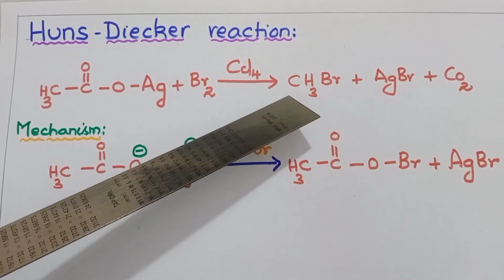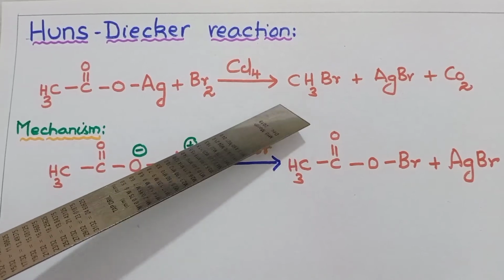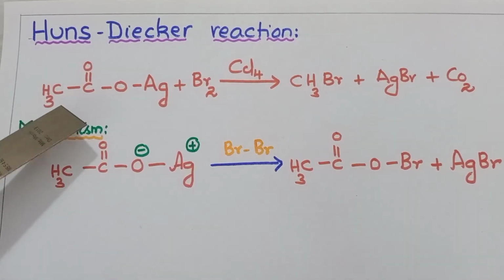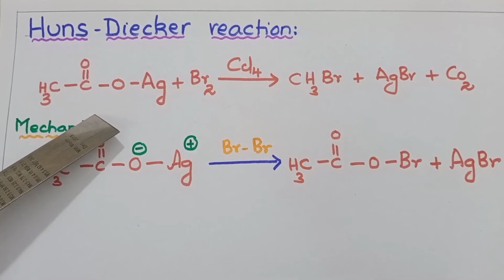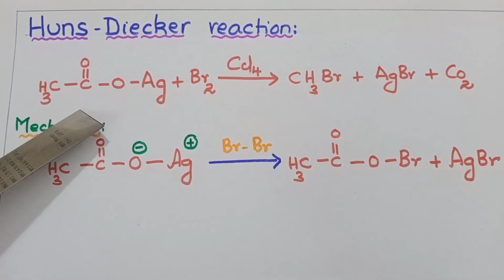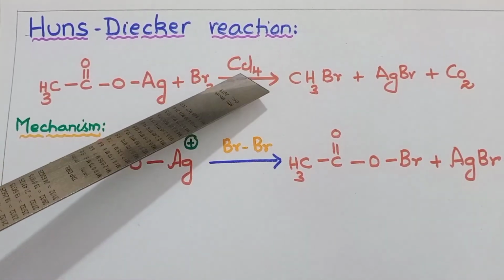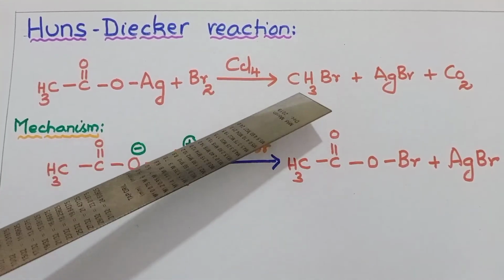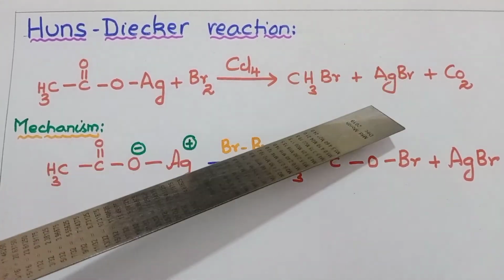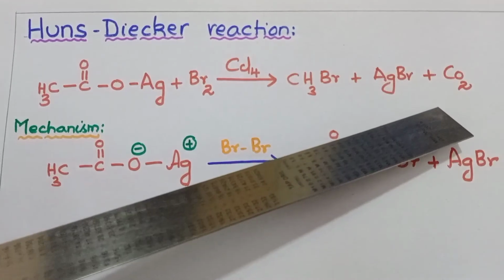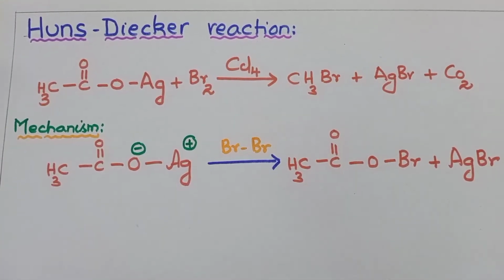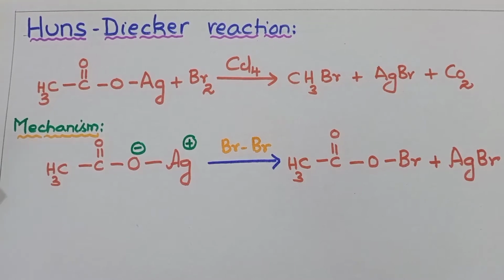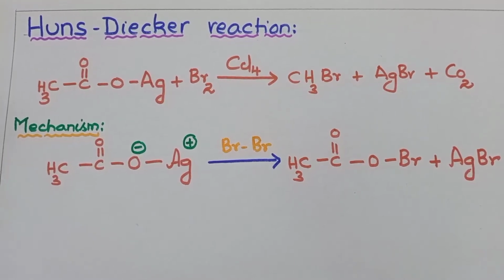So the product will be 1 carbon less than the compound which we started the reaction with. So this is silver acetate plus bromine in the presence of CCl4, we get methyl bromide plus AgBr plus CO2. Would you like to know the mechanism of this reaction students? Are you ready? Put the side heading mechanism.